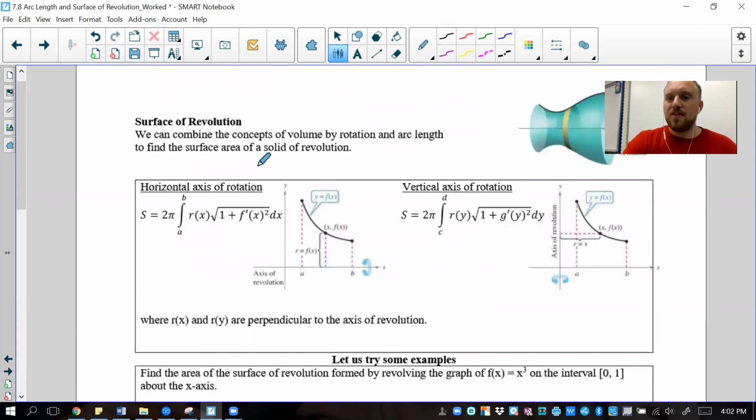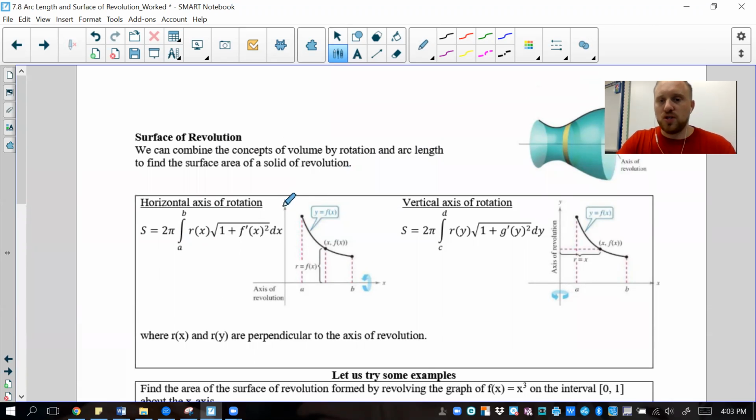Okay. The next concept is surface of revolution. So with surface of revolution, we're finding the area of that. And this is when we combine the concepts of volume by rotating an arc length to find the surface area of a solid of revolution. So it's combining what we just learned about finding arc length, but then multiplying it by the function to be able to find its surface area.